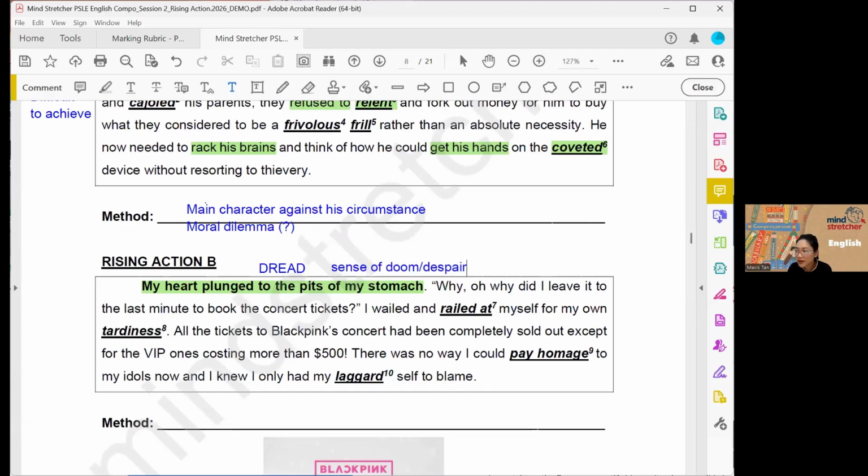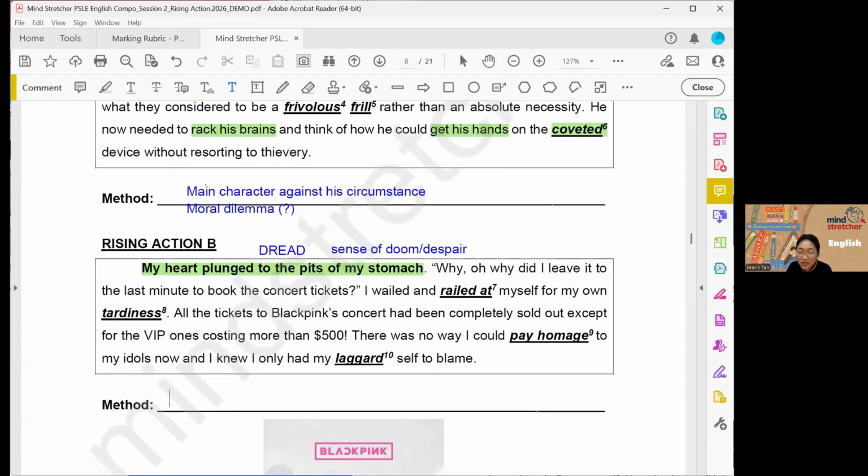Sense of doom, despair. Okay, dread, sense of doom, despair. What is the conflict? Who is conflicting with whom? Actually, it's the main character. There's only I. Why did I do that? So it's the main character against himself or herself.